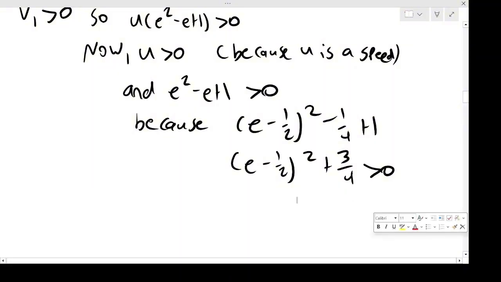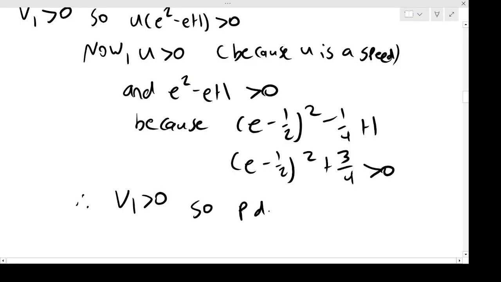Okay? So therefore, V1 has to be positive. So P does not change direction. And there we are. And again, make sure you're happy with that. Hopefully that makes sense.